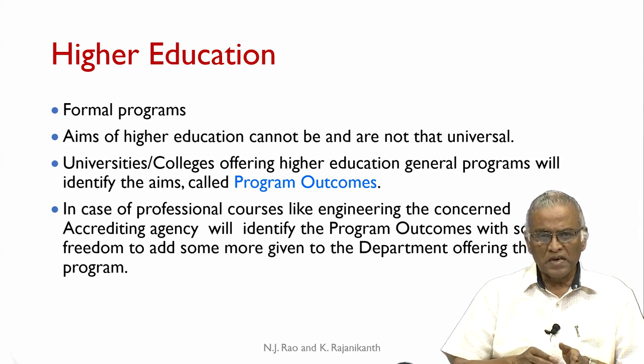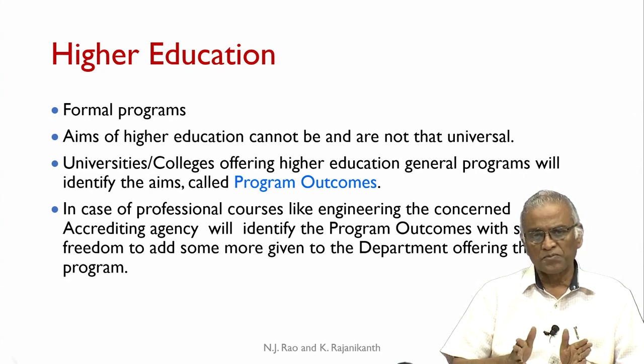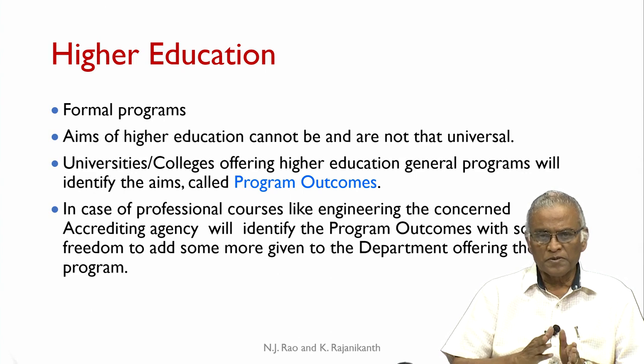So, what happens in the case of program outcomes, they are the same across all disciplines, across all engineering programs, whereas program specific outcomes are specific to a particular branch, and that too they are defined by the department.